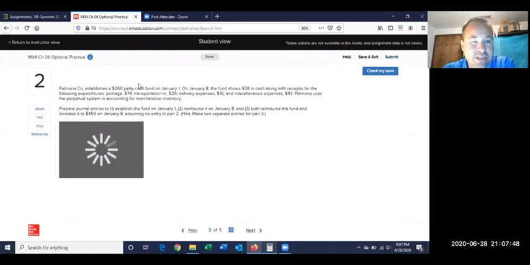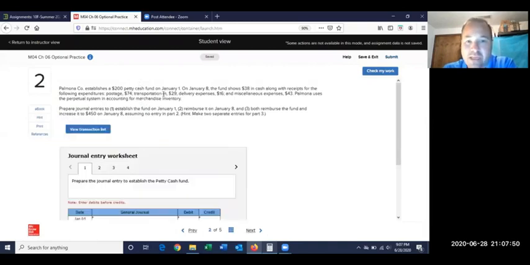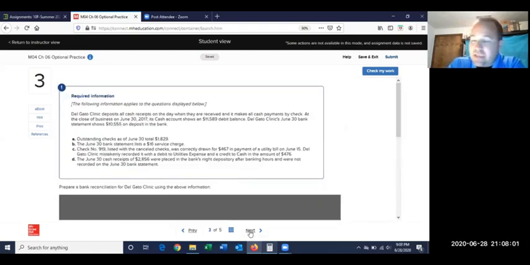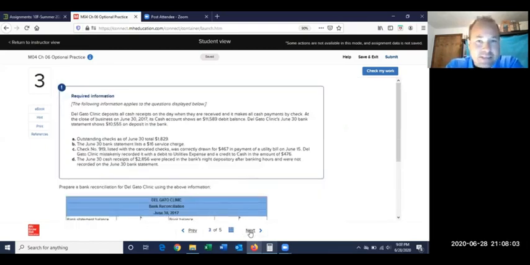The second one, you can see it's very, very similar to this one. We have a petty cash. They start you out with some amount. They tell you all the other expenses. So this is one that you can try. I would recommend it.